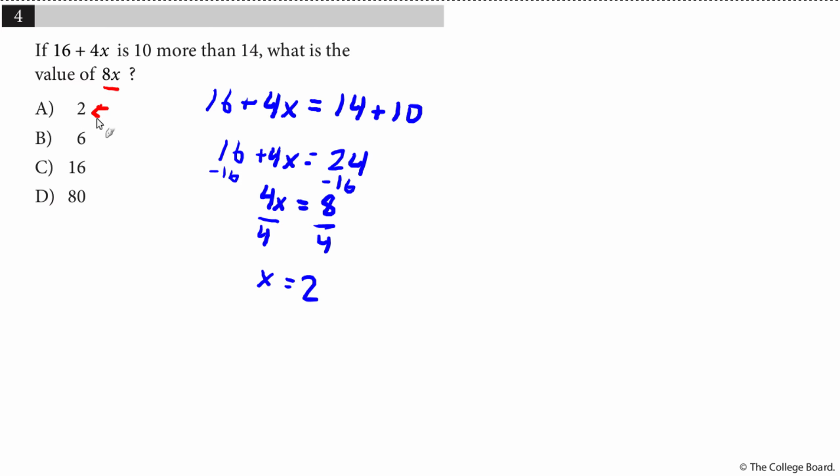So notice they have a 2 here. This is the wrong answer. Don't pick it. I want to know what 8x is. I know x is 2, so I do 8 times 2 and get 16. Now, you could do a couple of other things.